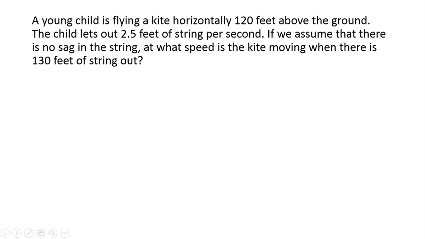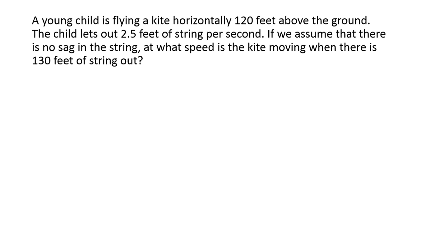All right, so we've got this young child flying a kite horizontally 120 feet above the ground. Every second the child lets out 2.5 feet of string, and we want to assume that there's no sag in it, so it's perfectly straight. We want to know what's the speed of the kite as it's being let out. So we want to know how far away it is moving from the child.